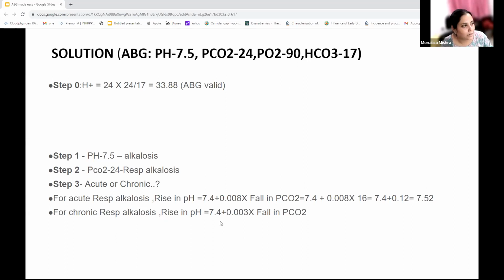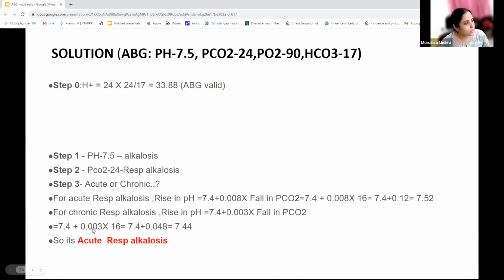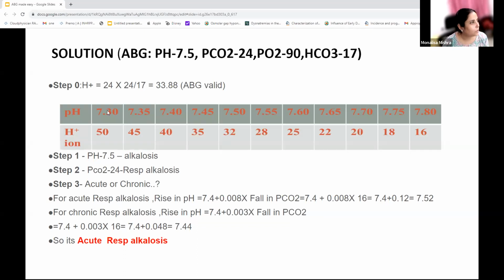For chronic respiratory alkalosis, the formula is different. You don't have to remember these formulas. They are available on the internet. You just have to calculate if it is acute or chronic respiratory alkalosis. As you saw, because the pH is 7.52, if it is acute, it is more close to acute respiratory alkalosis. So the primary diagnosis here is acute respiratory alkalosis.